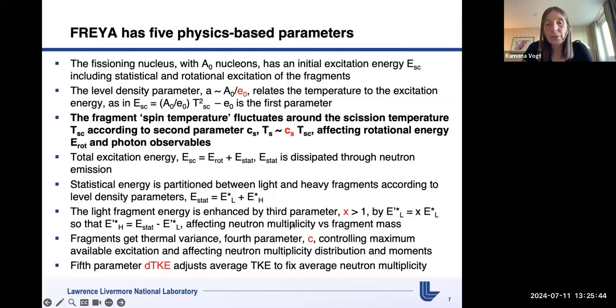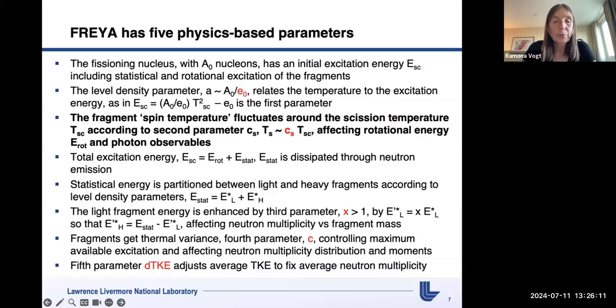And this affects the neutron multiplicity as a function of fragment mass, and also the correlations between two neutrons. And we also give the fragments a thermal variance in this fourth parameter C, which basically means there's Gaussian-like fluctuations in the excitation energy, and this really affects the neutron multiplicity distribution and its moments.